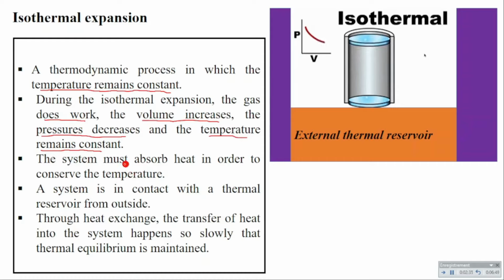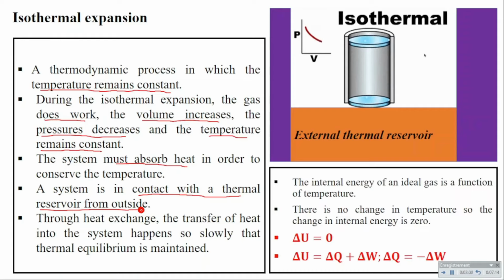Again, we have said that the system must absorb heat so that, in order to conserve the temperature, there is a heat exchange. So these external thermal reservoirs exchange heat with the system so that the temperature remains constant. The system is in contact with thermal reservoirs from outside. There is heat exchange so that the temperature can be conserved.